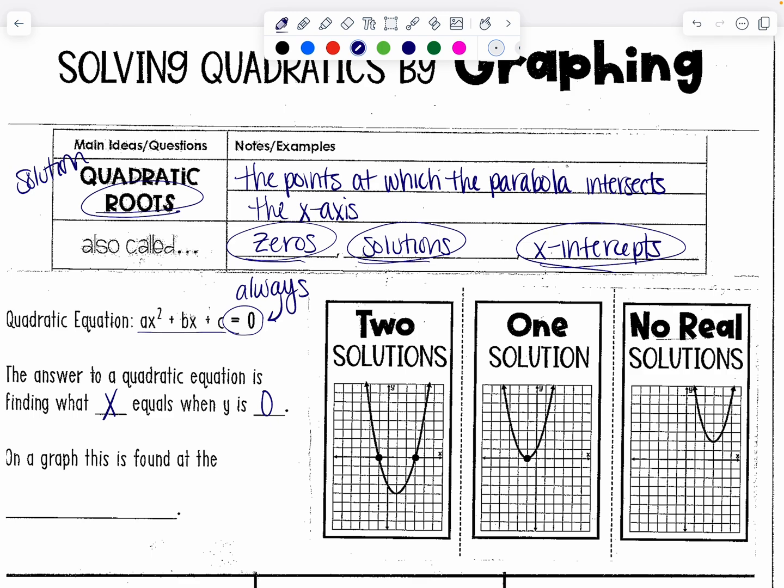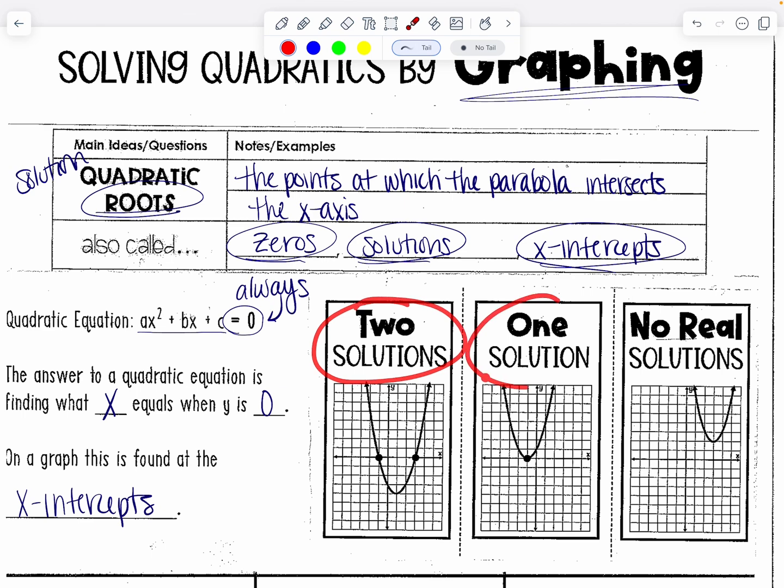On a graph, this is found at the x-intercepts. We have 3 different types of solutions: 2 solutions, 1 solution, or no real solutions. Let's talk about each one of these. With 2 solutions, the parabola is crossing the x-axis twice, so that means we have 2 solutions. If we look here, we're crossing at -1 and 3, so we would say x equals -1 and x equals 3.